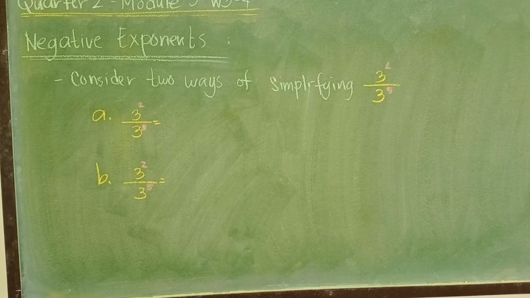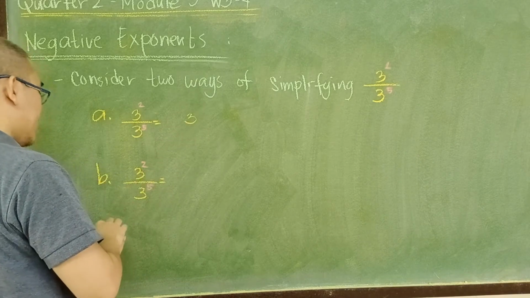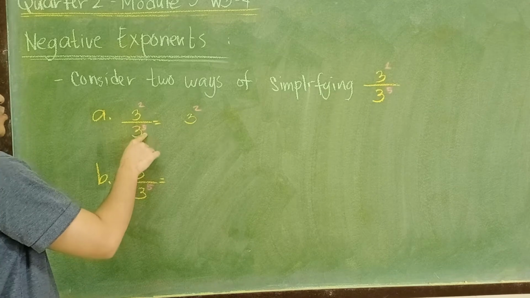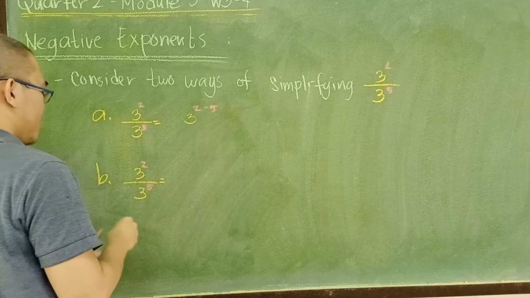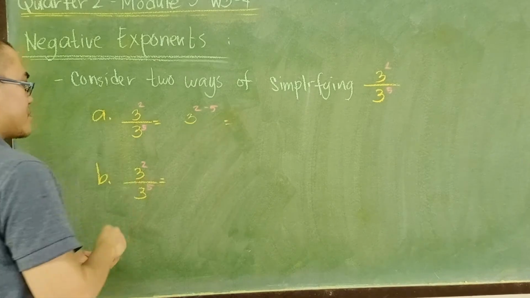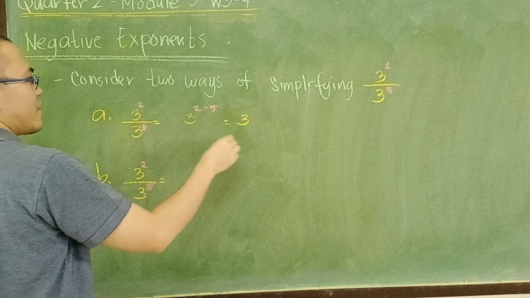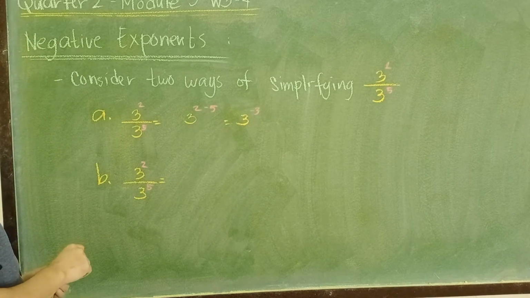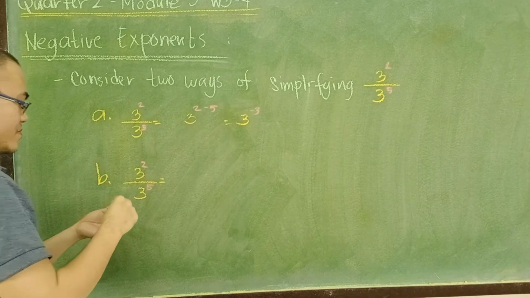So what you do is copy the base, and then subtract the exponent of the denominator from the numerator. So this will become 2 minus 5, which will give us 3 raised to 2 minus 5, which is negative 3. So we follow our rules in integers: whatever the sign of the bigger number is, that is the sign of our answer.